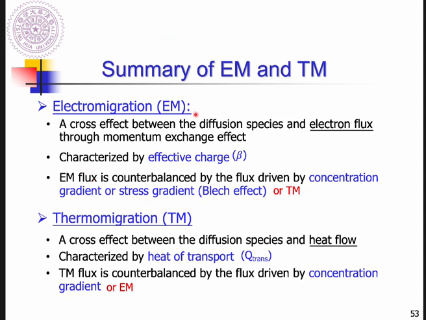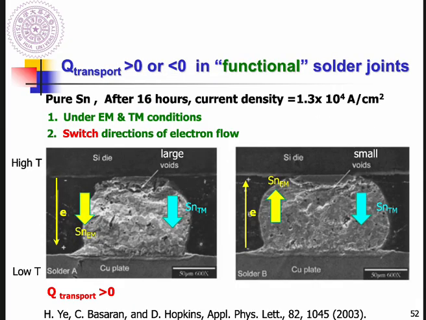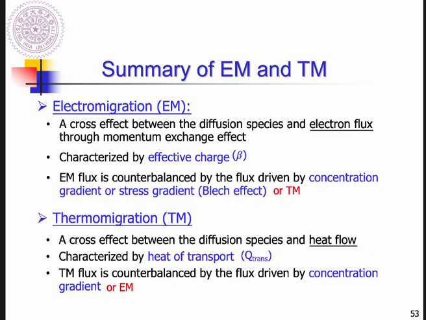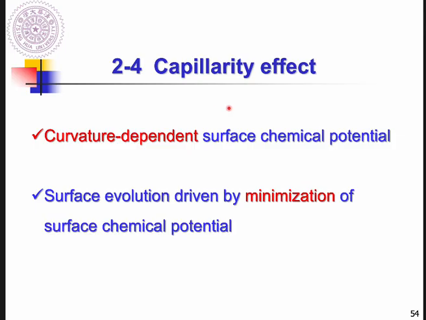idea is: can we make the EM and TM, which cannot be avoided, have opposite directions and equal values, so that we can reach a quasi-steady state where the atomic net flux actually equals 0? In that case, can I make sure my solder bond has no void formation and no extrusion? This is the relatively new idea in solder bond design, for your reference. Okay, so let's move to the fourth section, which we call the capillarity effect.